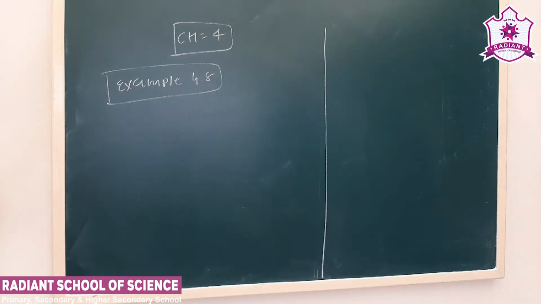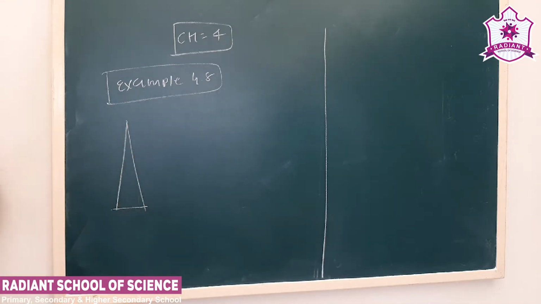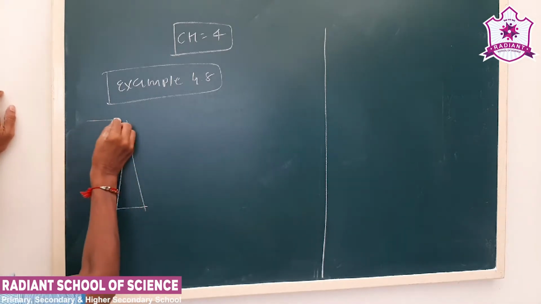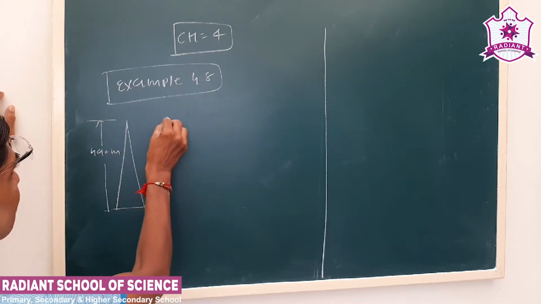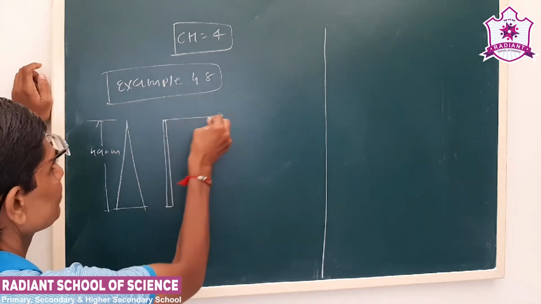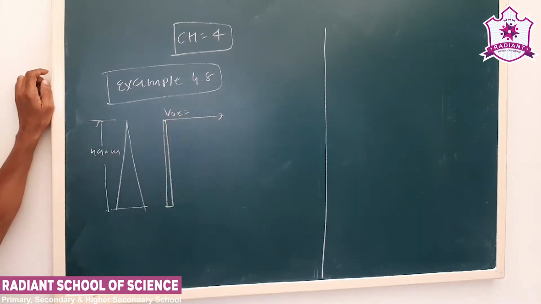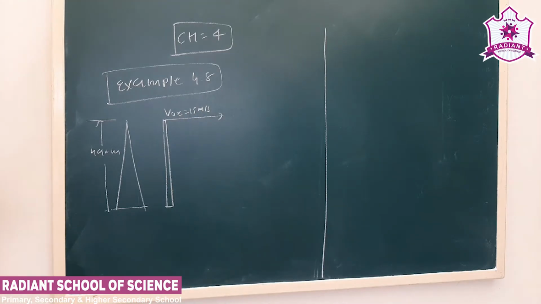Example number 4.8. It says a hiker stands on the edge of a cliff 490 meter above the ground, or we can simply show it like this for our easy calculation. He throws a stone horizontally with a speed of 15 meter per second. So here the horizontal velocity v0x is 15 meter per second. Now neglecting the air resistance, find out the time taken to reach the ground and the speed with which it hits the ground.